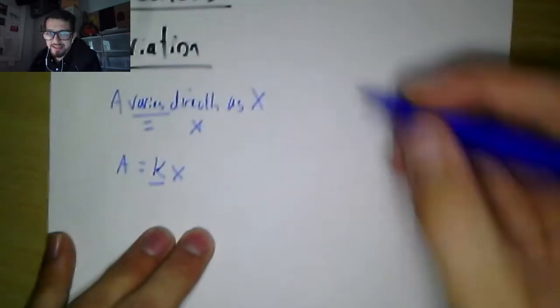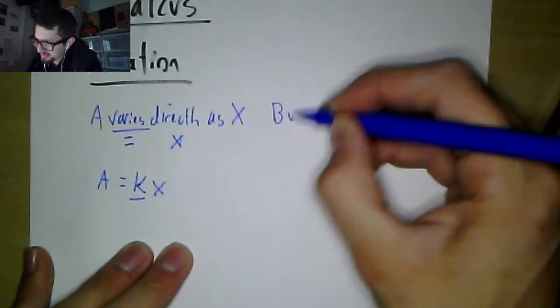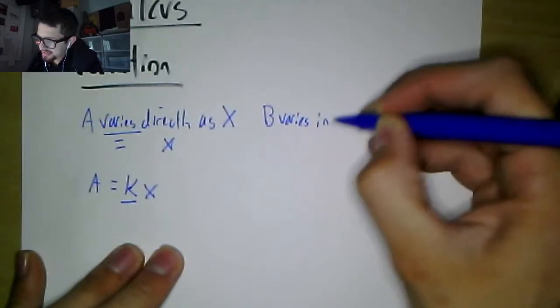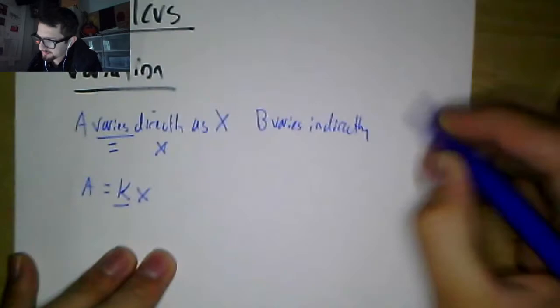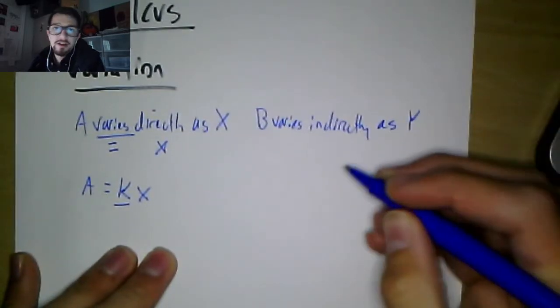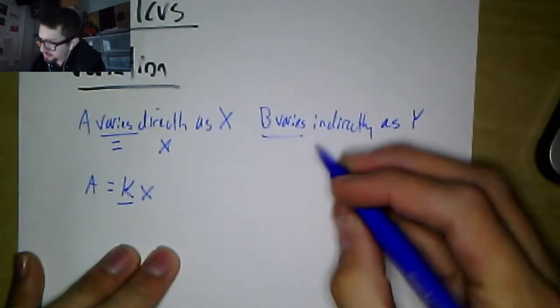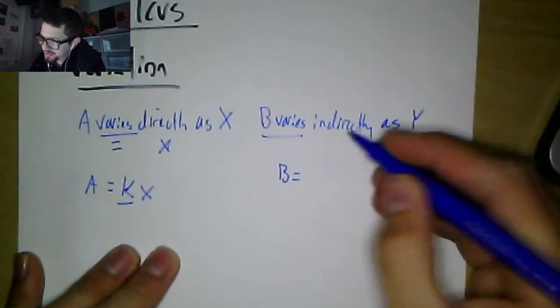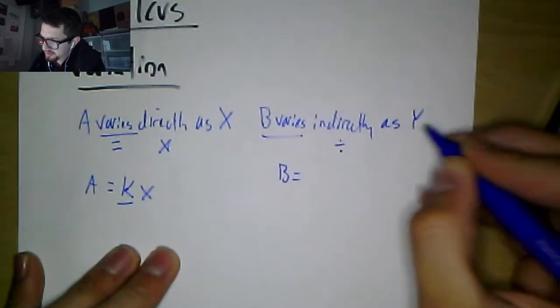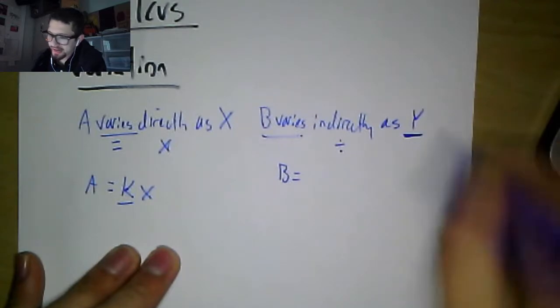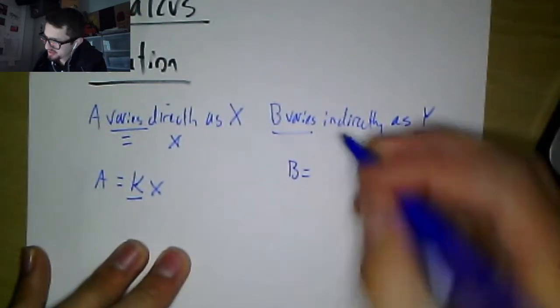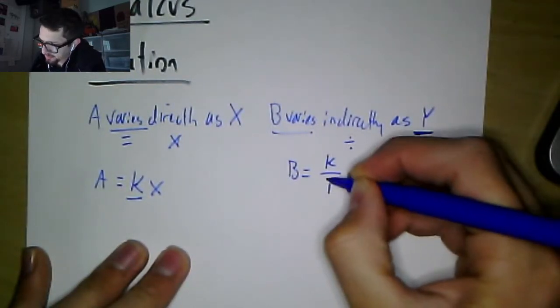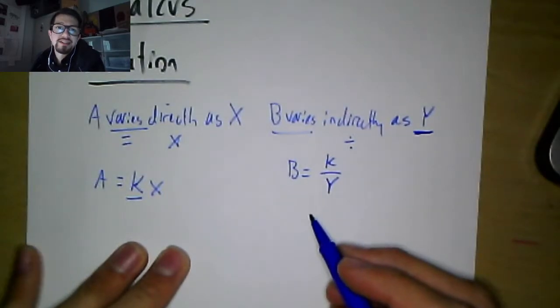Now let's say it said B varies indirectly as Y. Well, B varies, B equals. Indirectly means division, and division involving Y. So before we said K times X, now we're going to say K divided by Y. So this is indirectly as Y.